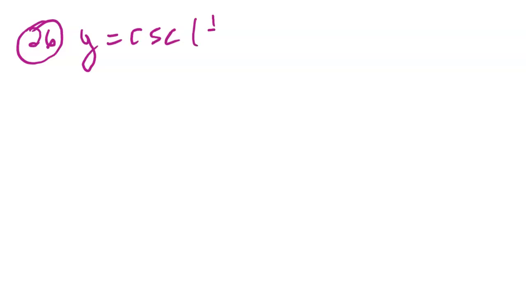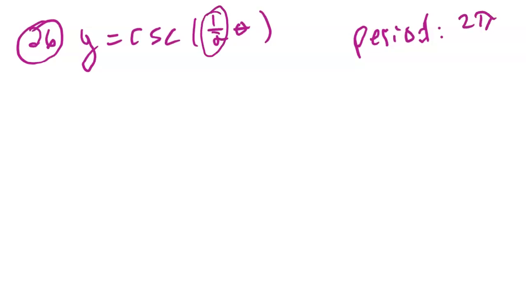I got this. Y equals cosecant of 1/2 theta. Okay, I know this is going to be weird. So cosecant has a period of 2 pi. We have this 1/2. How's that going to affect it? Well, we're going to compress by 1/2, and so we get a period of 4 pi. All right, so I'm going to draw this in here. Hopefully this one makes sense.